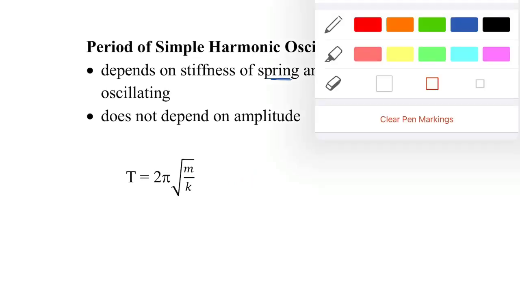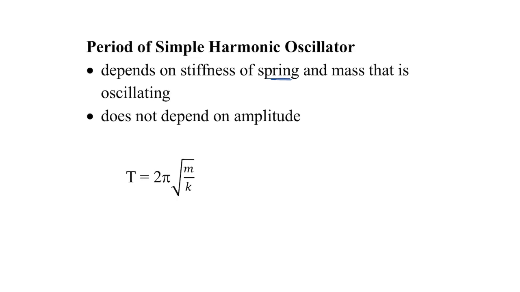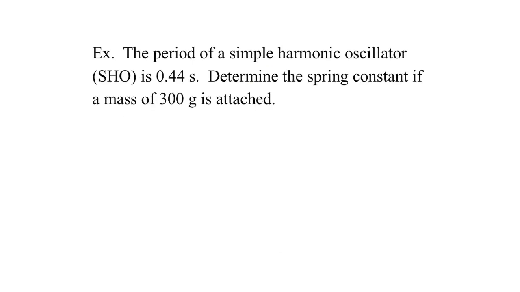So you'll have two equations for capital T, which is of course period. One is for a pendulum, and now here we have one for a spring that is oscillating back and forth and back and forth and back and forth. So let's just use this equation really quick just so you can get some practice with it.